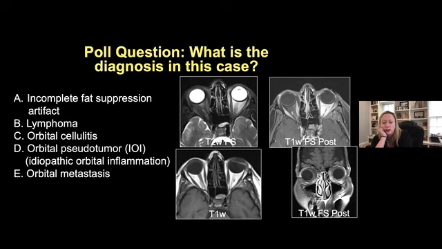Okay, let's go ahead and close the poll and see what the response is. Most of you correctly noted that it's incomplete fat suppression artifact. There are a few, or one person, who is worried that it might be orbital pseudotumor. So let's talk about this a little bit.